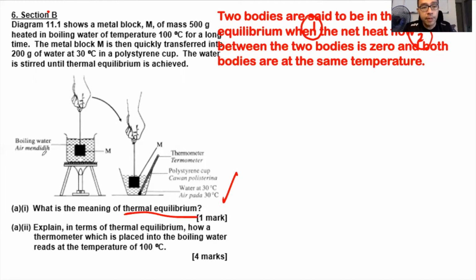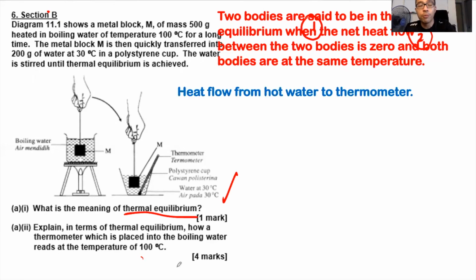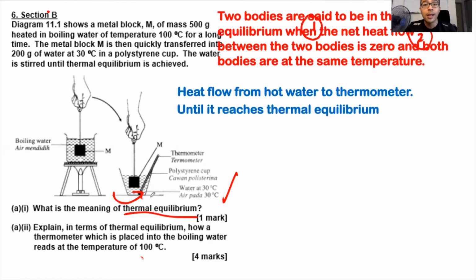Okay, so explain in terms of thermal equilibrium how a thermometer which is placed into boiling water reads a temperature of 100 degrees Celsius. Okay, so this is from the previous subtopic, but we can talk about this in this one also because it has something to do with heat. Okay, so point number 1, heat will flow from the hot water into the thermometer, until it reaches thermal equilibrium.